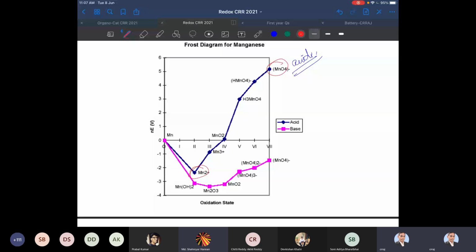Anything else? Look at the pink color line, the basic solution, and then compare these two lines. What is the difference in the acidic? Yeah. Mn is a powerful reducing agent.